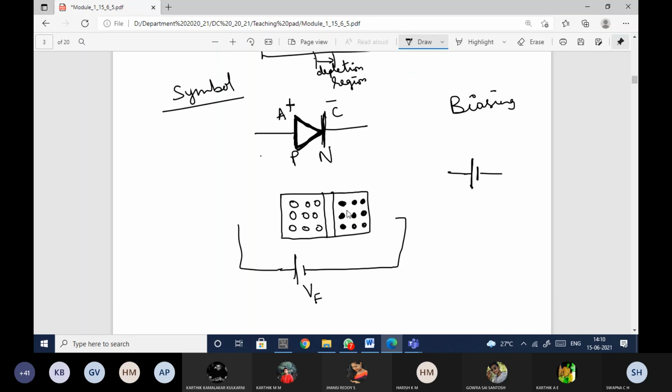And P and N are equally doped. Now what I have done, here it will have the negative ions towards the left side and positive ions towards the right side. So this is nothing but the barrier. Whatever lines I have shown here, this is nothing but the depletion region. Now I'm providing an additional electric field.